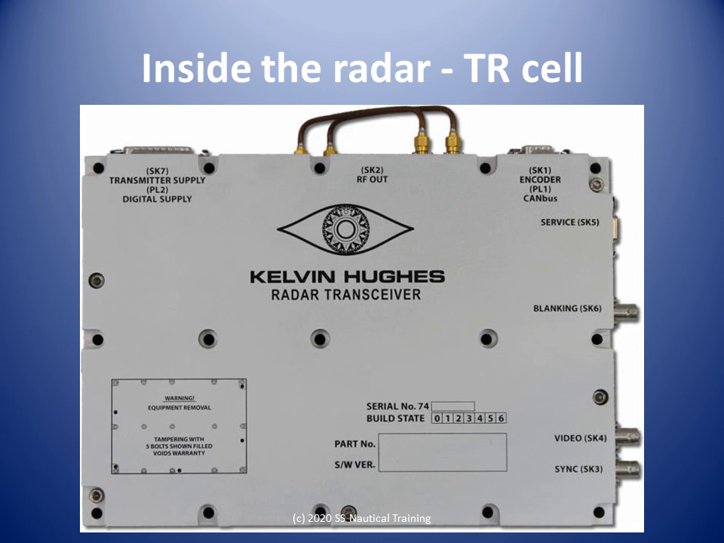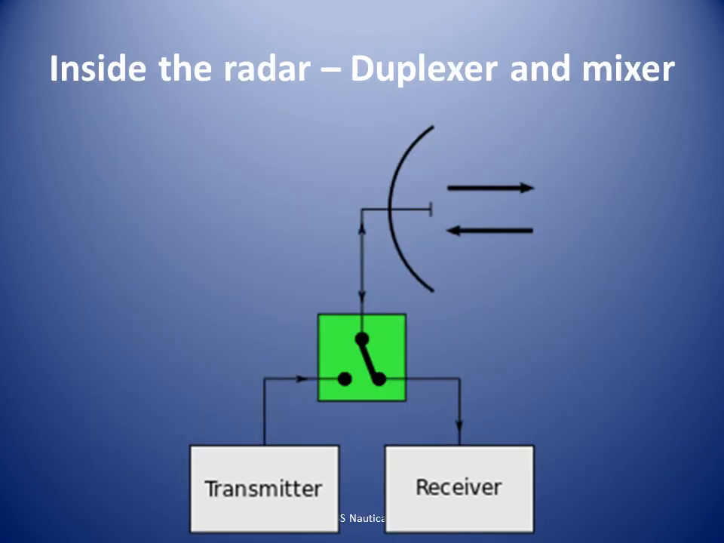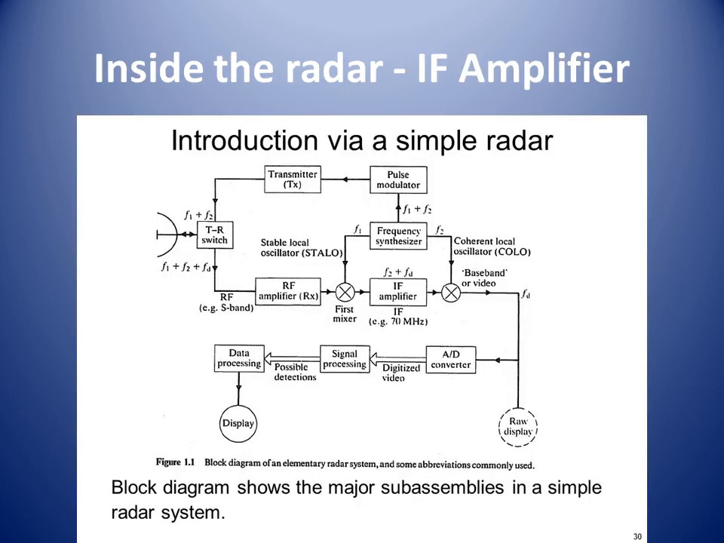The TR cell blocks the receiver part of the waveguide during transmission and blocks the transmitter end during reception. The duplexer switches the antenna from transmitter to receiver mode and vice versa. The microwave integrated circuit or mixer mixes the received echoes with local oscillations. The IF amplifier amplifies the intermediate frequency signal output by the mixer.